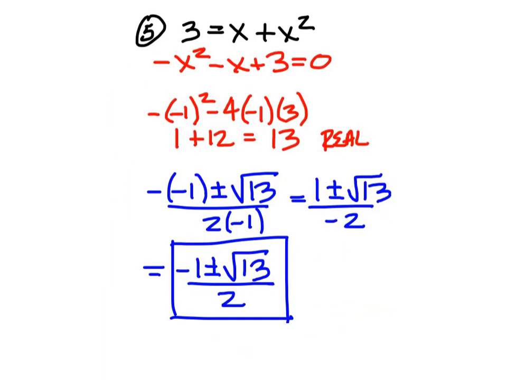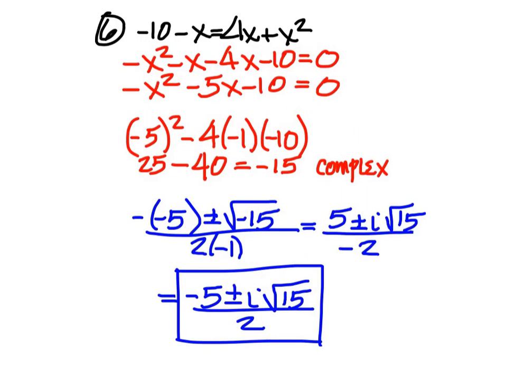5 is -1 plus or minus square root of 13 over 2. And remember, this is one of those problems where you have to divide everything by -1, and you don't have to put a negative sign there. 6 is -5 plus or minus I square root of 15 over 2. Again, that's one of those problems where you divide by a negative number, but you don't need the negative sign there.